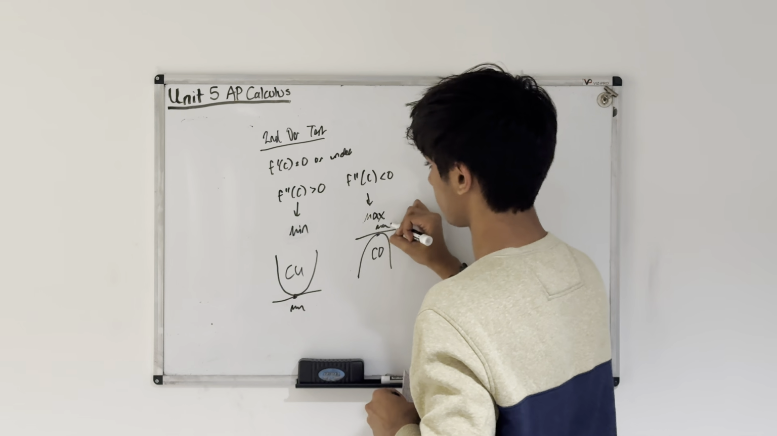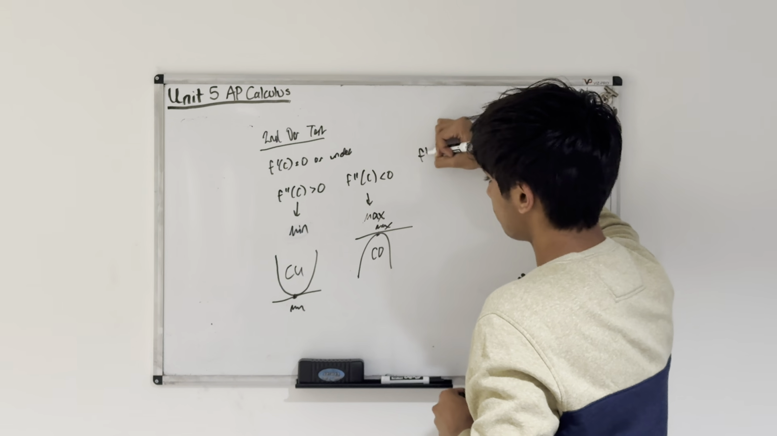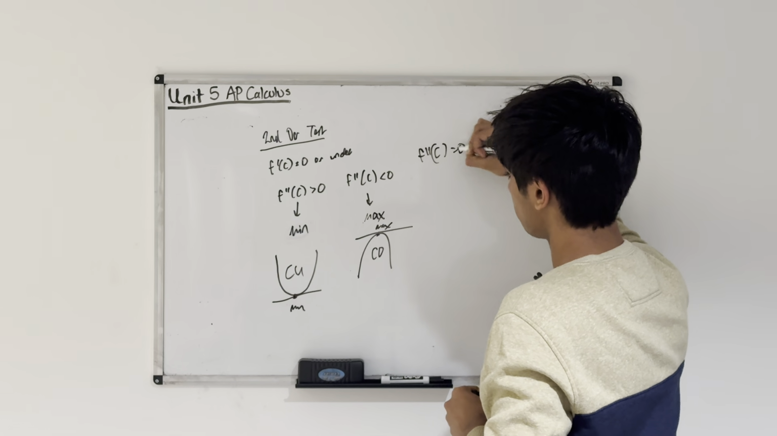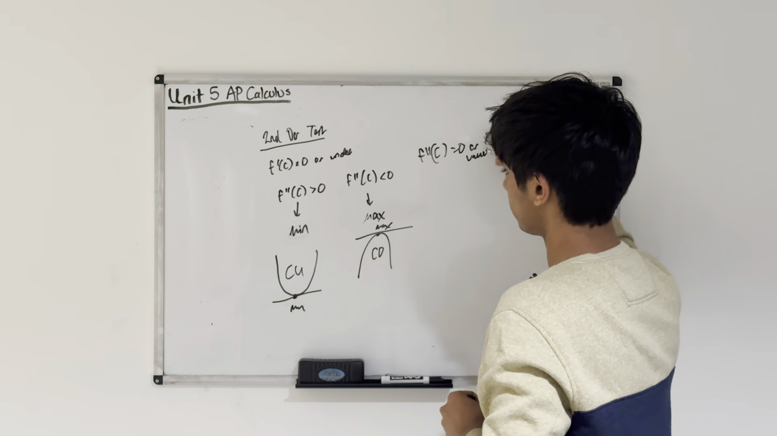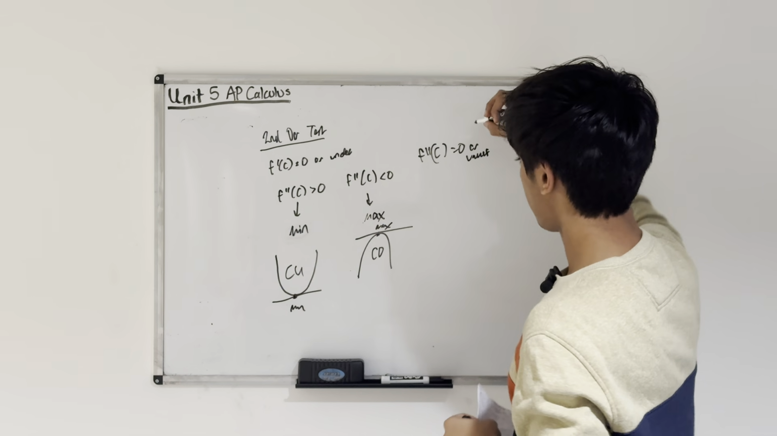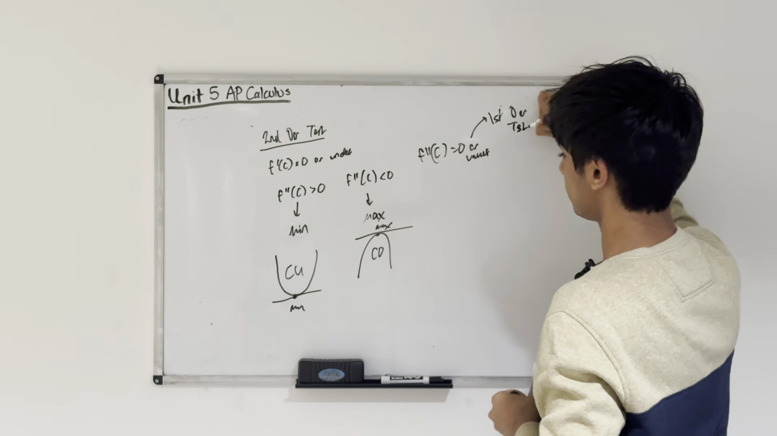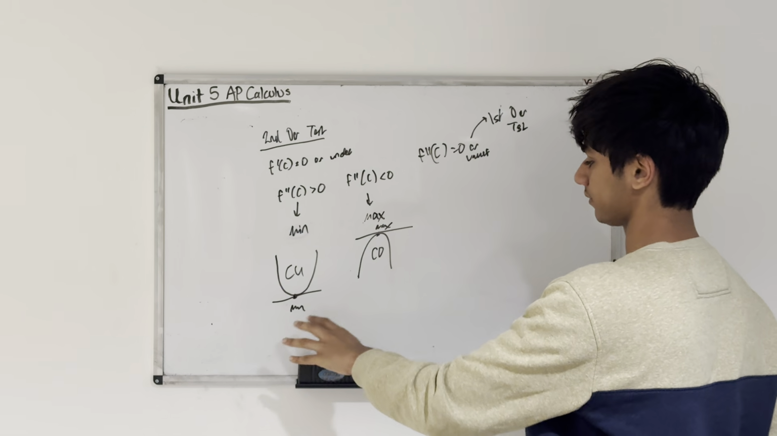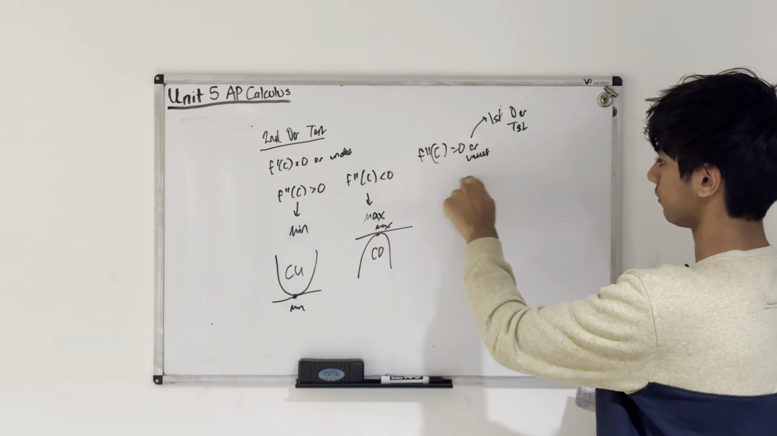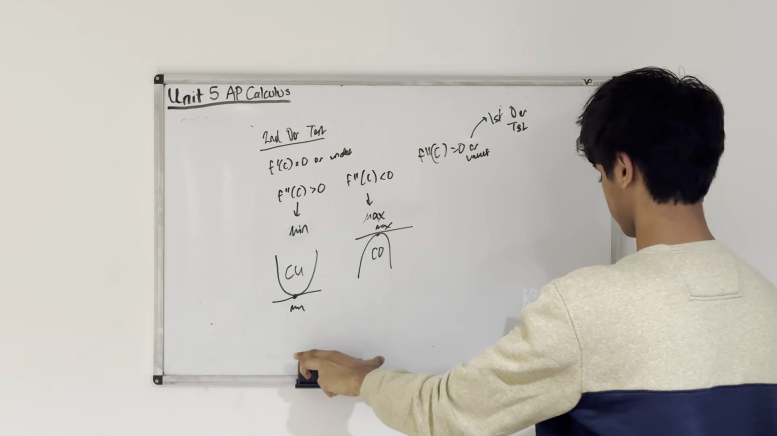And then if f double prime of c is equal to 0 or undefined, this test is inconclusive, and we have to go back to the first derivative test. We're not able to make any assumptions or any statements. If it's 0 or undefined, we have to go back to the first derivative test.